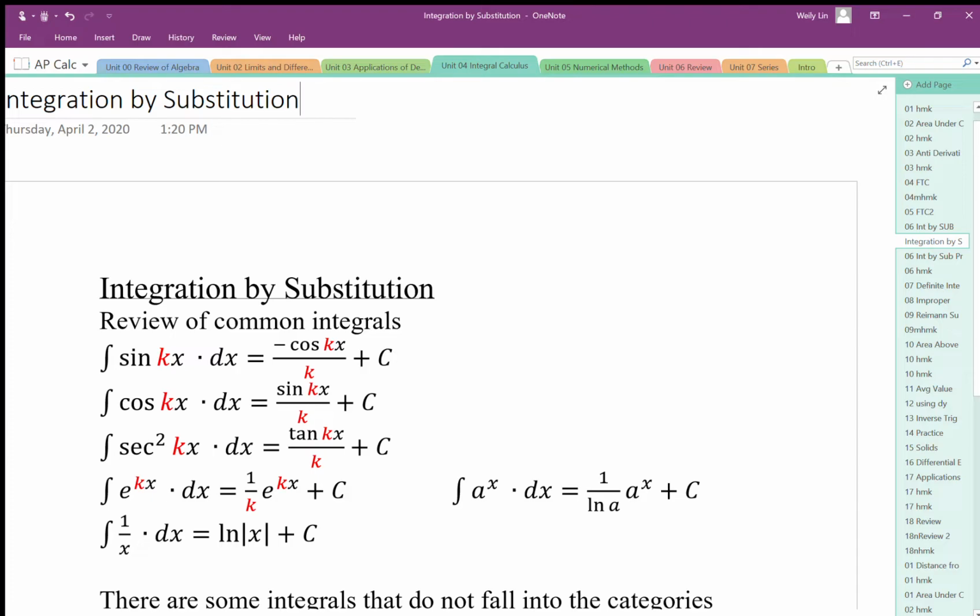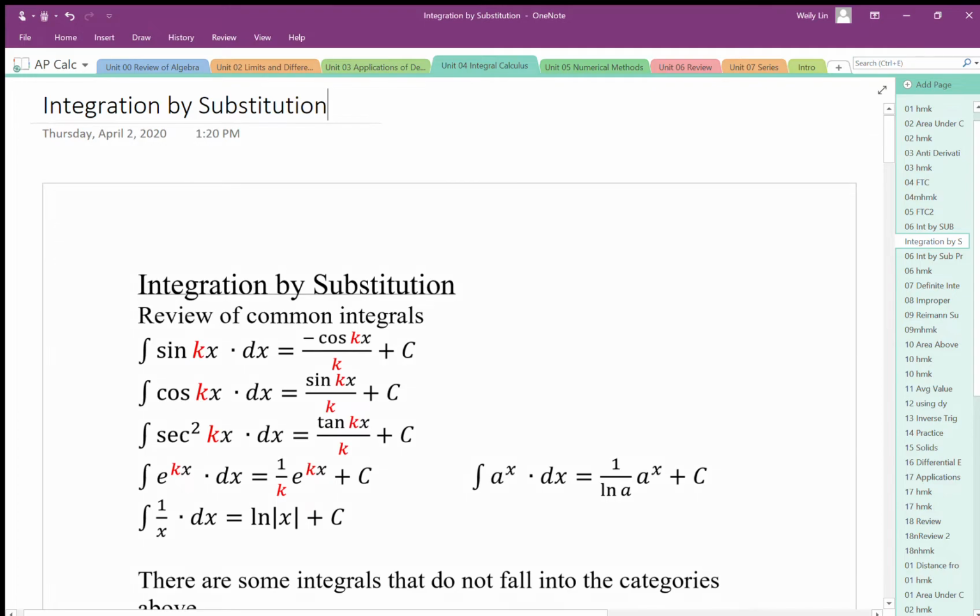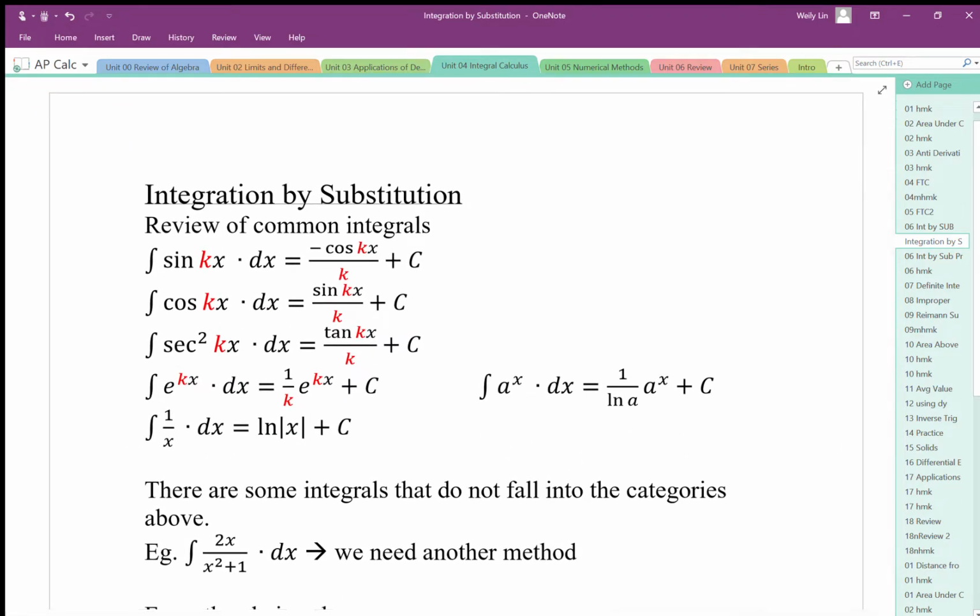So today's lesson is on integration by substitution. Okay, just to start this, we look at just the first part of this. We're looking at the common integrals, the ones that basically are from a formula sheet. We have a k involved there, which is our horizontal compression expansion, which affects our differentiation and integration. But these are ones that essentially, if they look like these, we just apply these rules.